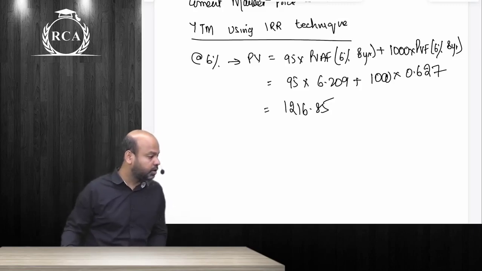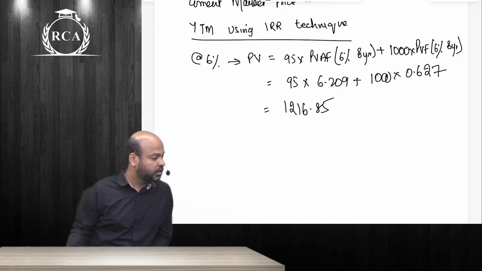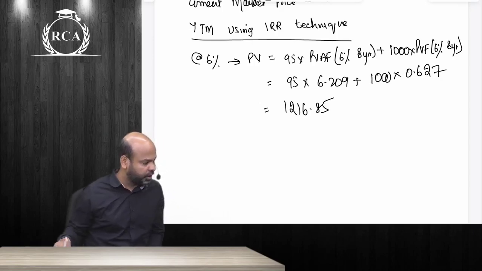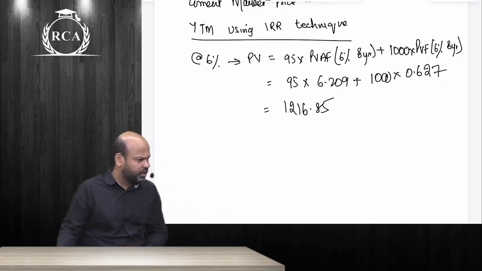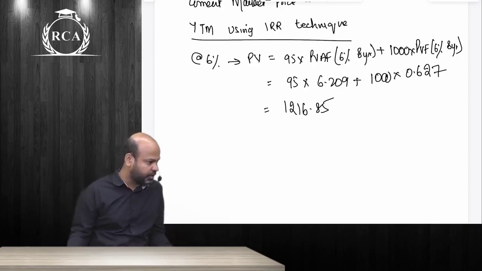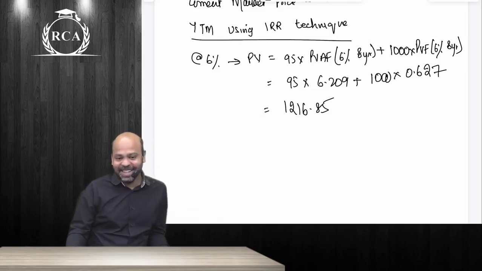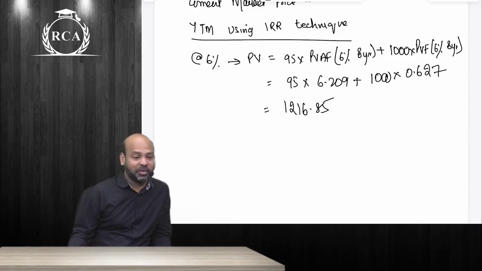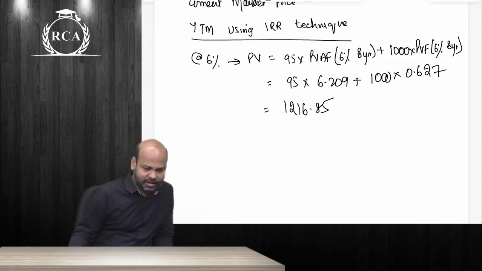You got the IRR? How much did you get? 6.7. You know that the proportionate difference is for 2%, right? And not for 1%. You took it for 1%, no? Every batch, the same mistakes. Same standard.